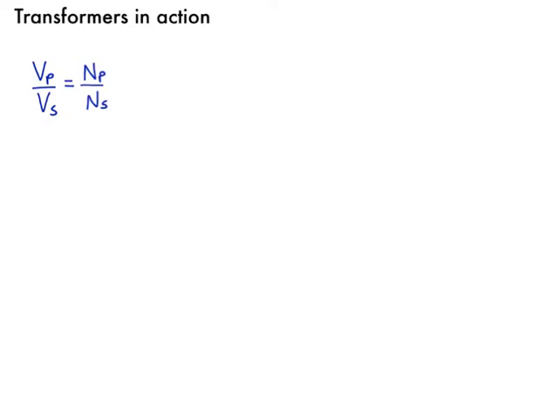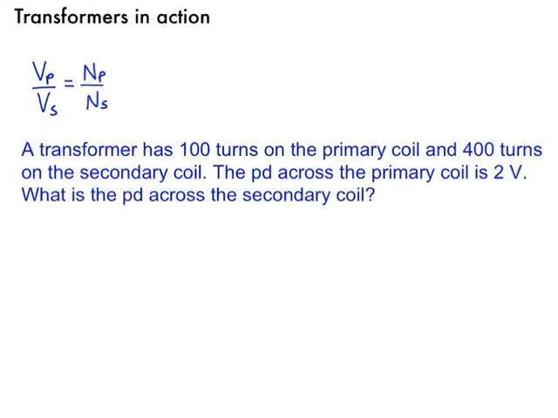So let's have a little try and do a question. Here's our question. A transformer has 100 turns on the primary coil. So this is going to be N primary there, the number of turns on the primary coil, and 400 turns on the secondary coil, which is this part of the equation here. The potential difference across the primary coil is 2 volts, so they're giving me this voltage, and they're asking what is the potential difference across the secondary coil, which is this number here I'm trying to work out.